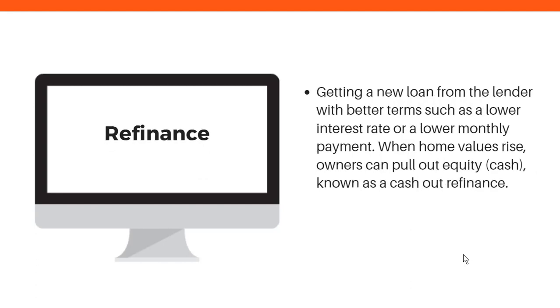Refinance. This is getting a new loan from a lender with better terms, such as a lower interest rate or a lower monthly payment. When home values rise, owners can pull out equity or cash from the value of their home, known as a cash out refinance. All right, so let's say you bought a house for $100,000, you've been paying down the debt on it, and you've got a $50,000 mortgage balance left. You would now have $50,000 of equity in your home, right? So you've got $50,000 of equity, $50,000 of debt. Combine the two together and they make $100,000, which is what your property is currently worth.